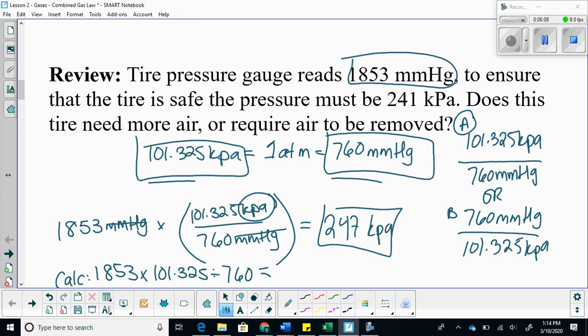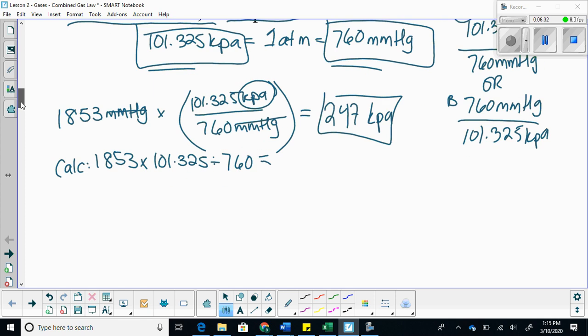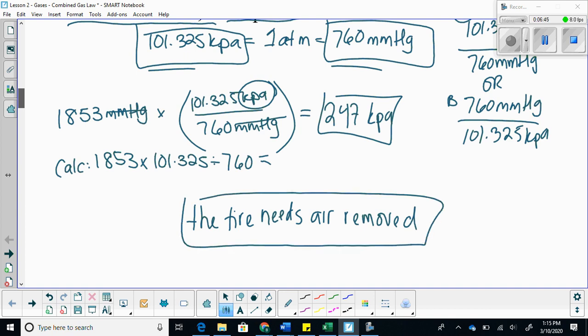We cannot stop there. That's not what the question is asking us. We need to go back and see what we're actually looking for. The question is saying, does the tire need more air or require less air? Are we above our goal or below our goal? Above. So do we need to add or remove? Remove. So we're going to say that the tire needs air removed.